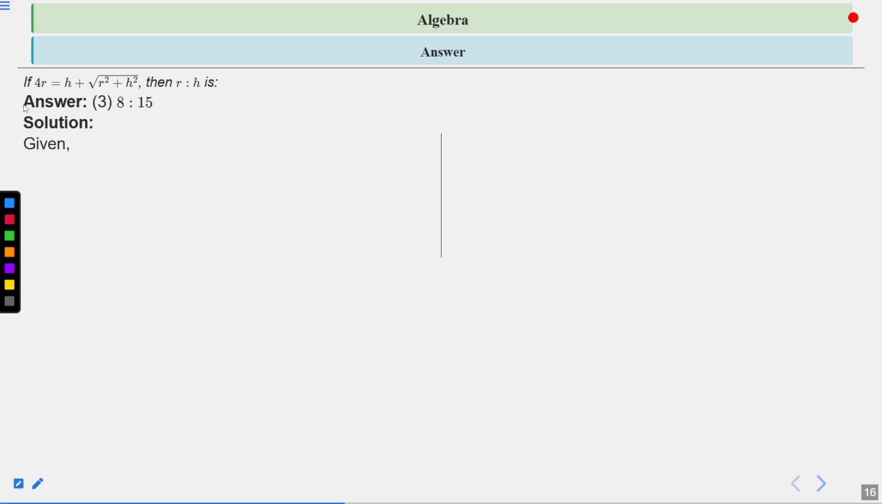So given that 4r equals h plus under root r square plus h square, we make the equation 4r minus h equals under root r square plus h square. So we can square both the sides. On squaring both the sides, what do we get? We get (4r minus h) whole square equals (under root r square plus h square) whole square.